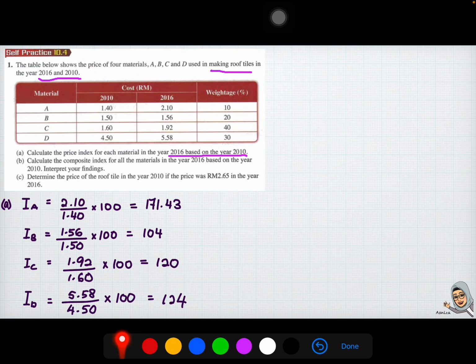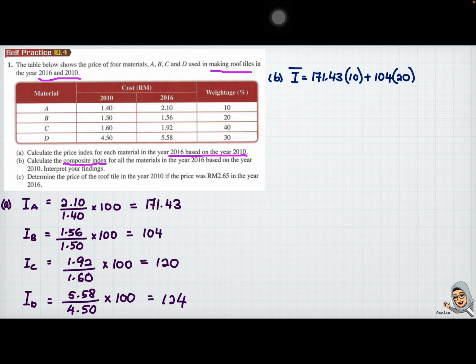Next we need to calculate the composite index for all the materials. So the composite index means you have to find the average of all the materials in making the roof. So you will combine all the materials to form a roof. So now we need to calculate the composite index for all the materials in the year 2016 based on the year 2010. So let's run the calculation.